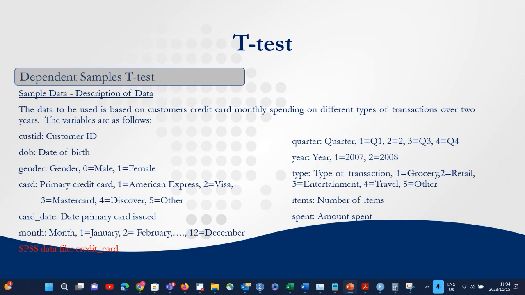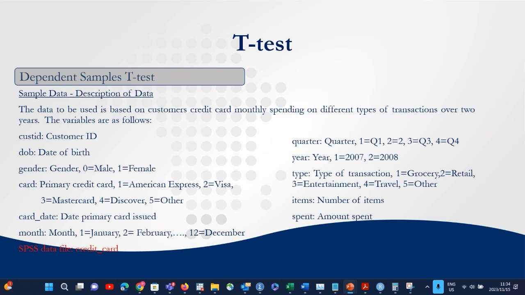In this example, what we can be interested in is how much the customer spent in 2007 versus 2008. So it's two groups: one is year one, the other group is year two. And it's dependent because it's me as a customer. I'm the same customer, and you want to see how much I spent in year one versus in year two. So that would be dependent, and I'll do a paired test.